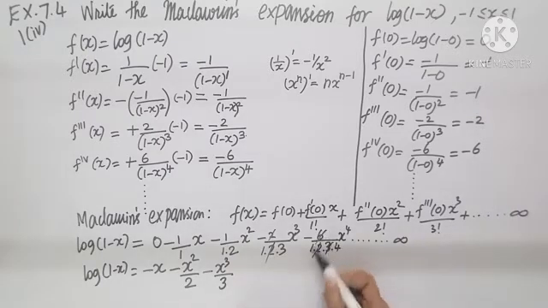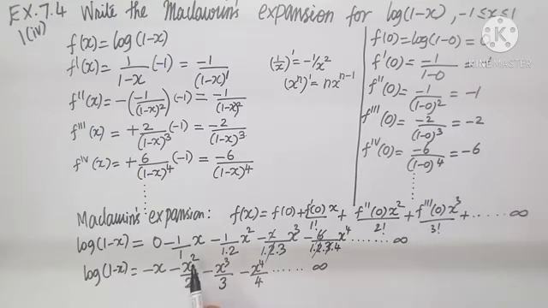2 3s are 6 cancels, minus x power 4 by 4 and so on up to infinity. Can you guess the next terms? It is x square, x cube, x power 4. What would be the next terms? X power 5, x power 6 and so on.